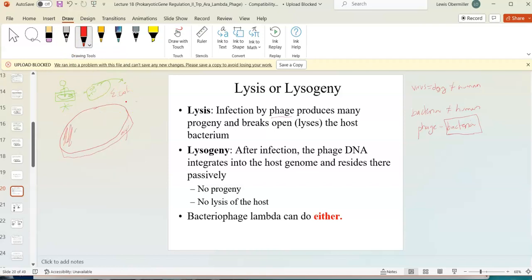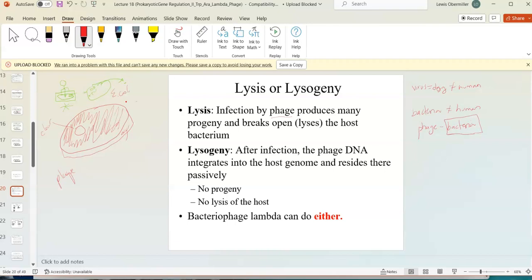So there's an area with no bacteria at all on it. There's still a lawn, it's cloudy, and you get this clear area. And that's called a plaque. That's the area where the virus has killed the bacteria and made more viruses.